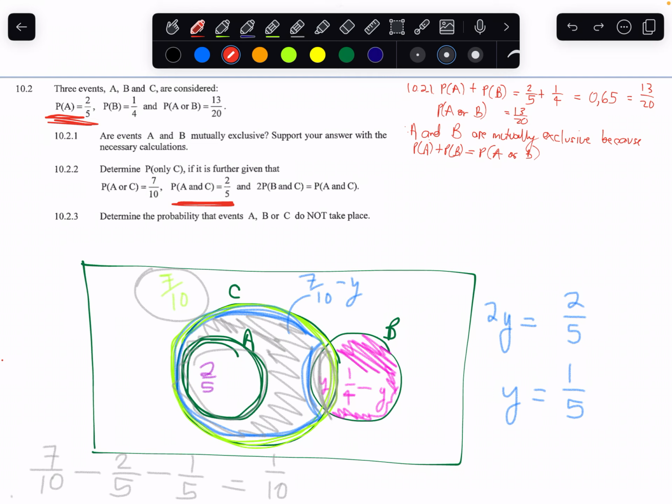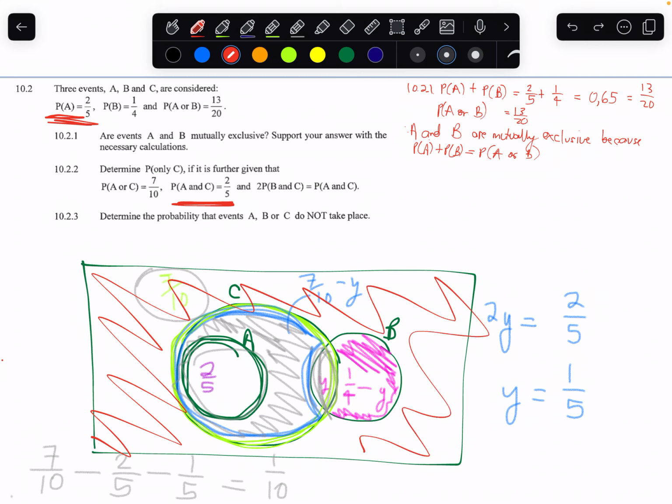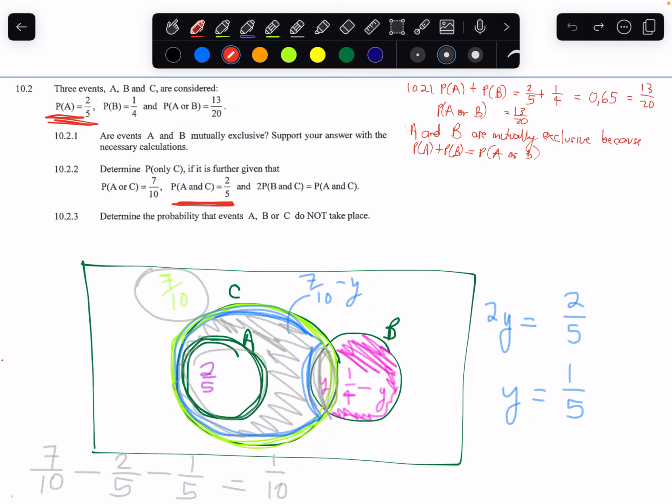So, the next question says, determine the probability that events A, B, or C do not take place. So we don't want any of them to happen. So we're trying to figure out the probability that we end up out here, outside of the circles, right? So, how do we work that out?